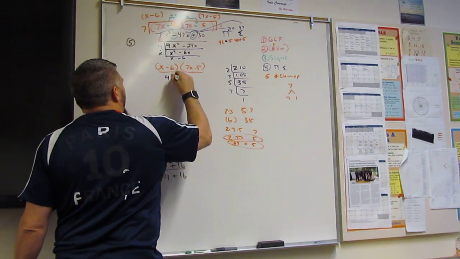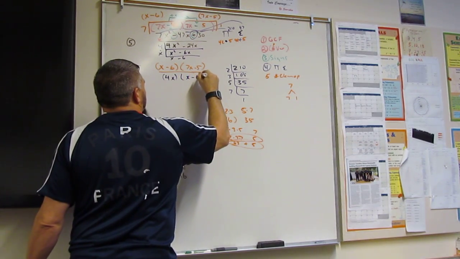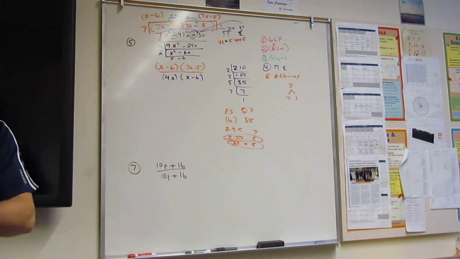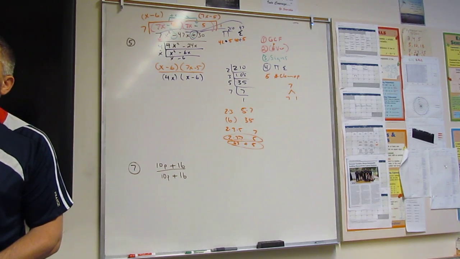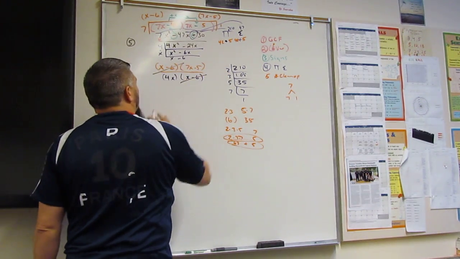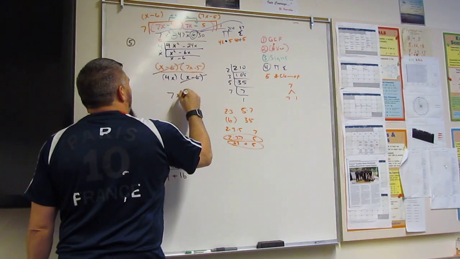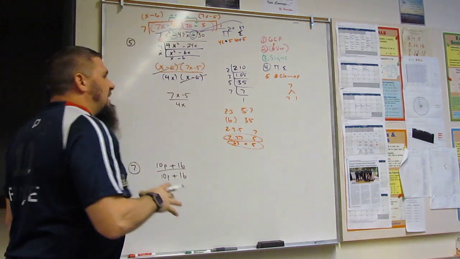Okay, so I have 4x times x minus 6. You see anything that can cancel? X minus 6. Right? So we get 7x minus 5 over 4x. Now that's not the end though, right?